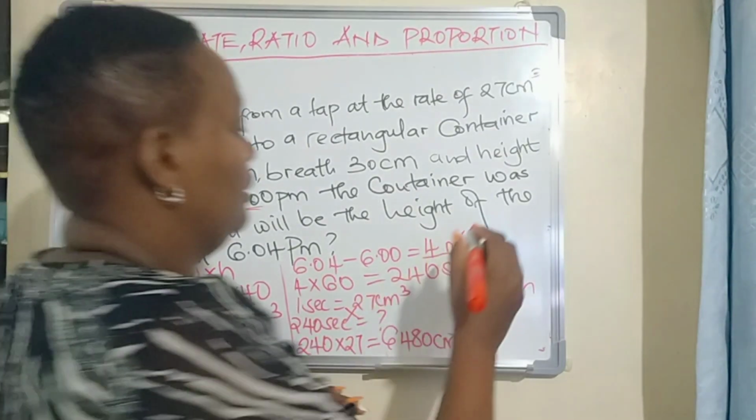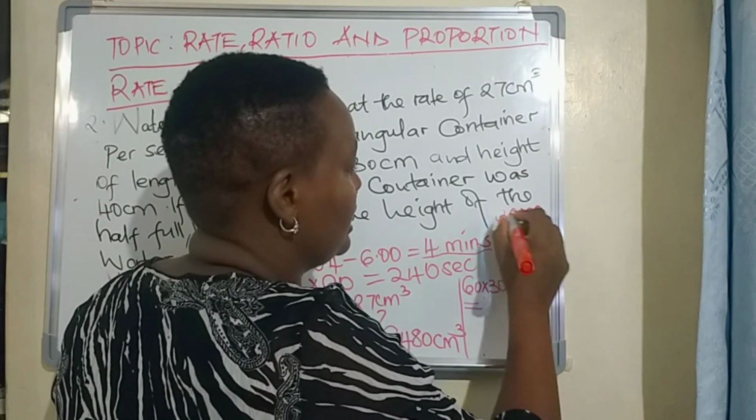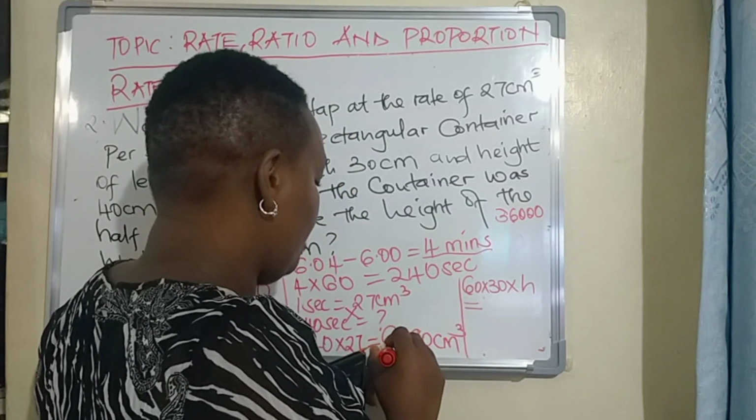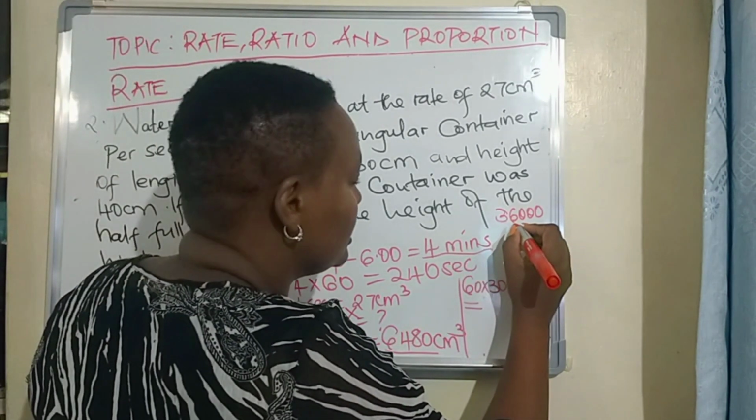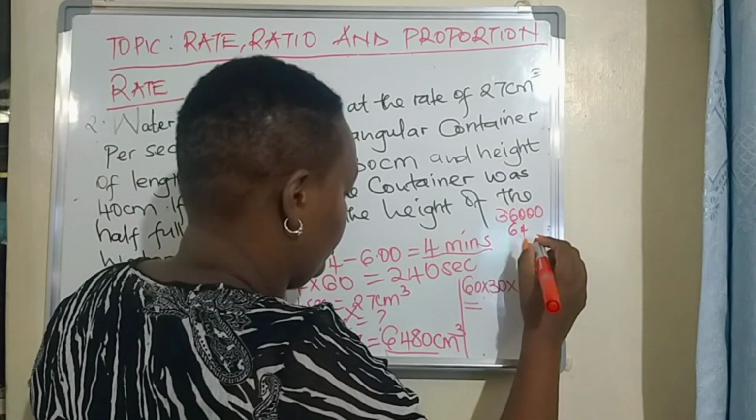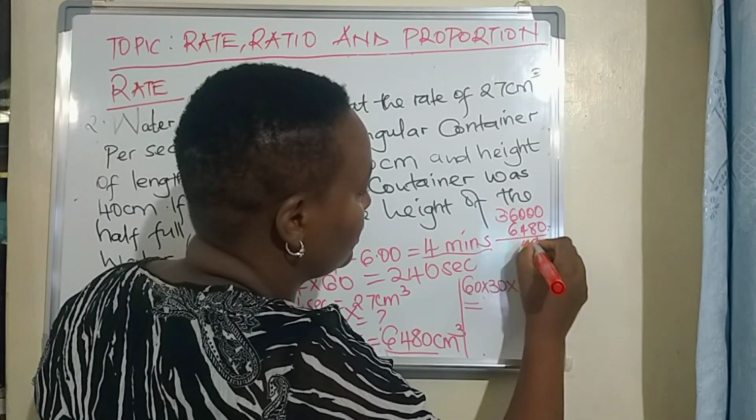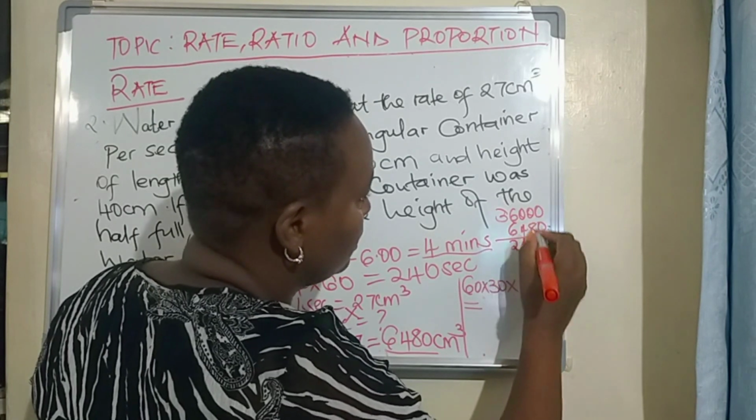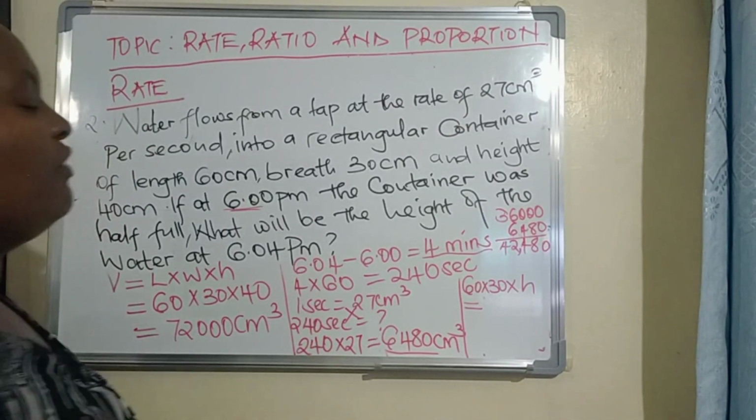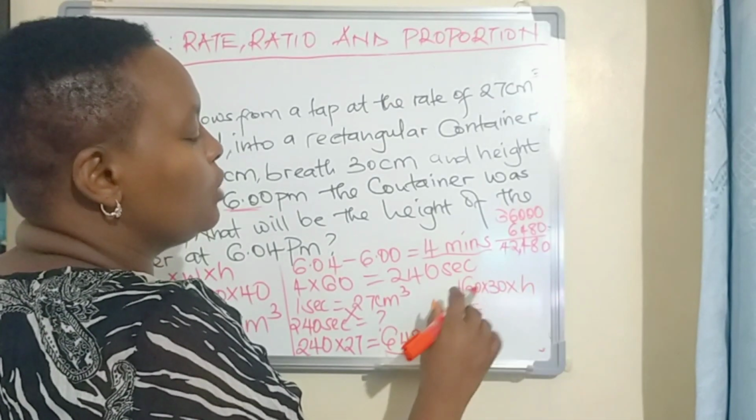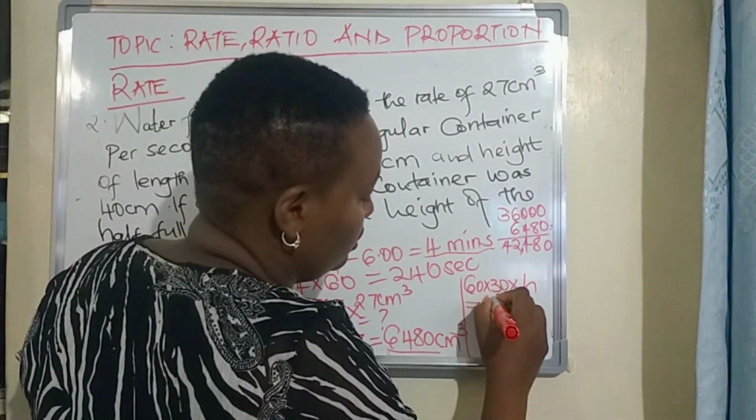And 36,000 centimeters cubed plus this amount of water which entered within those 4 minutes, which is 6480. So this gives us 42,480. So in order for us to get the height of this container, now we shall equate this volume of the container to 42,480.